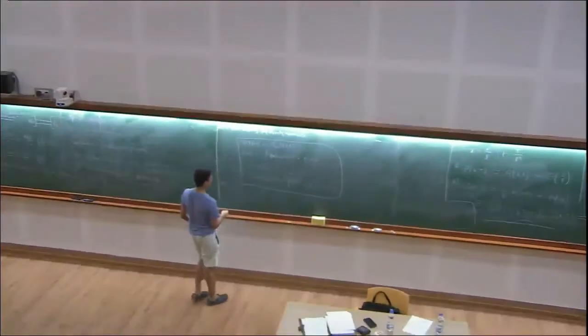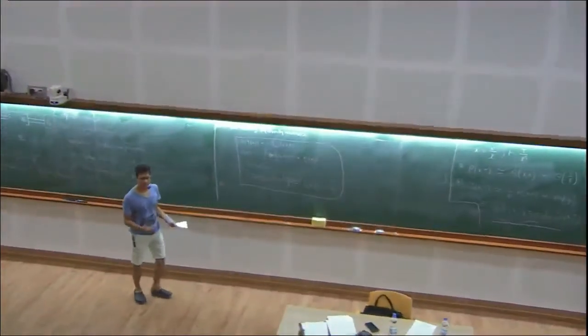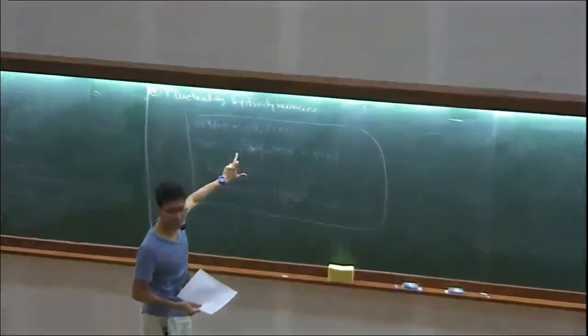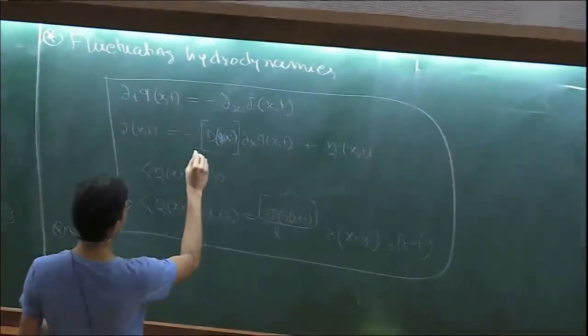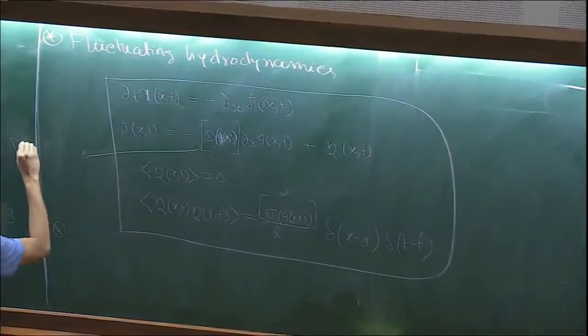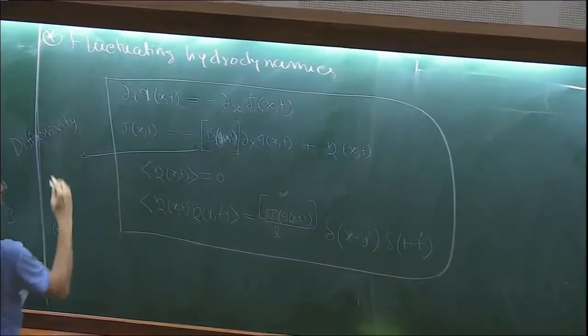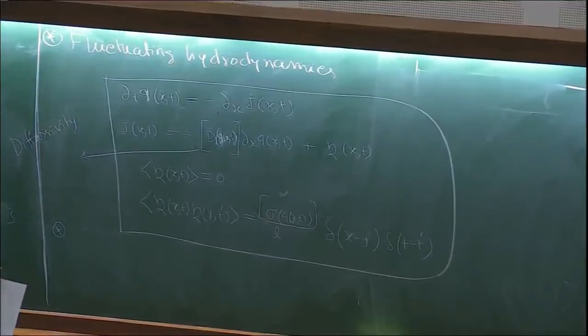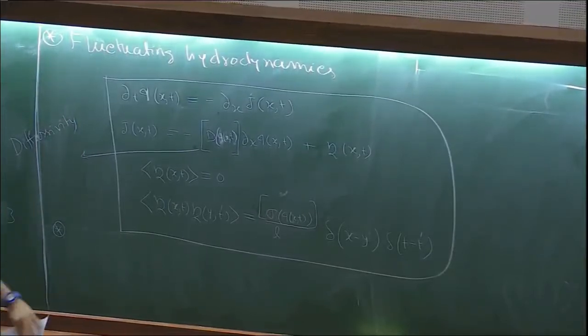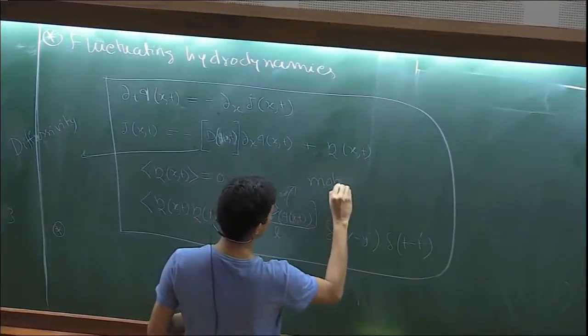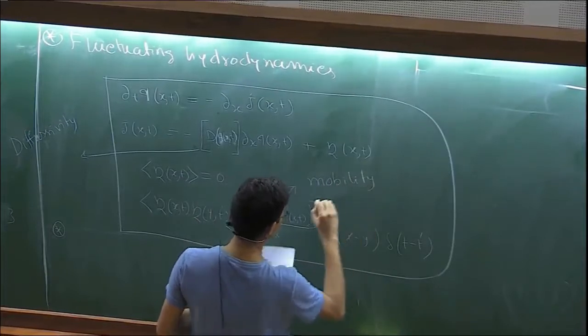The second is that sometimes in the lattice models, it's quite simple to calculate this term D, which we would call diffusivity. So let me give the name. This will be called diffusivity, because it kind of describes, if I have a density fluctuation, how the spread is diffusing. Or this will be called mobility.